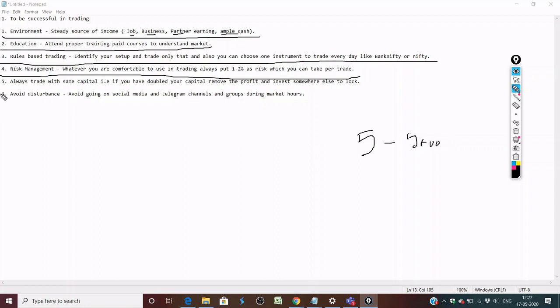And the fifth rule, risk management, is very important for you. Always follow that 1:2 or 1:3 kind of risk to reward ratio. This happens only if you have a proper setup. If you trade randomly, this is never possible. Always trade with the same capital. That means if you have invested about 2 lakh rupees and it has become 4 now, remove the 2 lakh from there and invest in some other place.